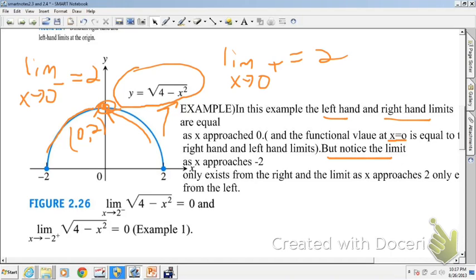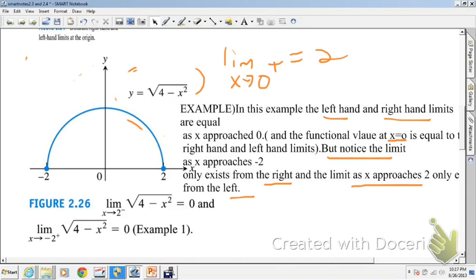But notice the limit as x approaches negative 2 only exists from the right, and the limit as x approaches 2 only exists from the left. So what I mean by that is this. I'm going to do that in another color, maybe red. Okay. So as I'm coming in towards negative 2 from the right, I'll write that here. My limit as x approaches negative 2 from the right of my function is going to equal 0.